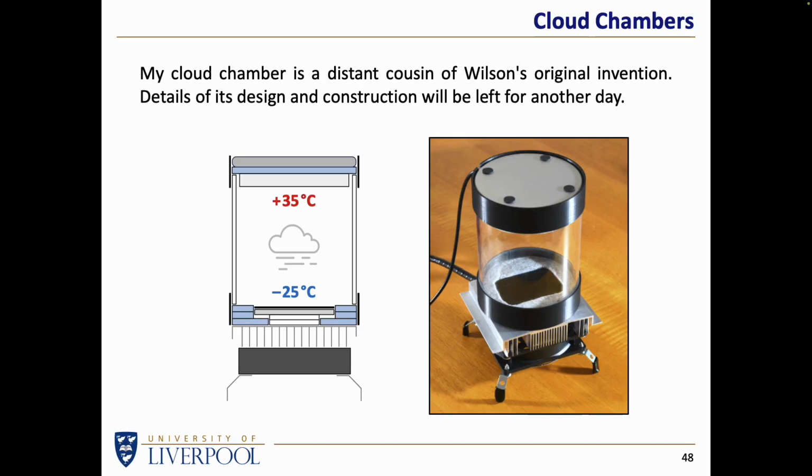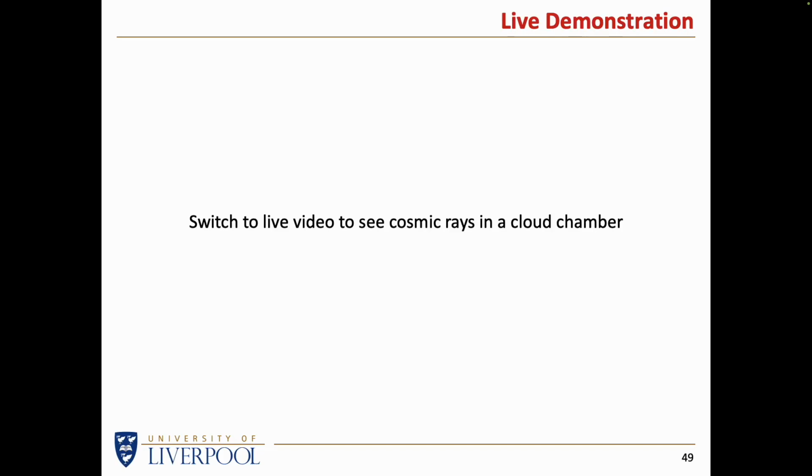You get warm at the top, cold at the bottom, so clouds start to form, and just before they hit the plate, that's where you're sensitive to cosmic rays being visible in that cold plate by looking down from the top if you illuminate it from the sides or from the back.